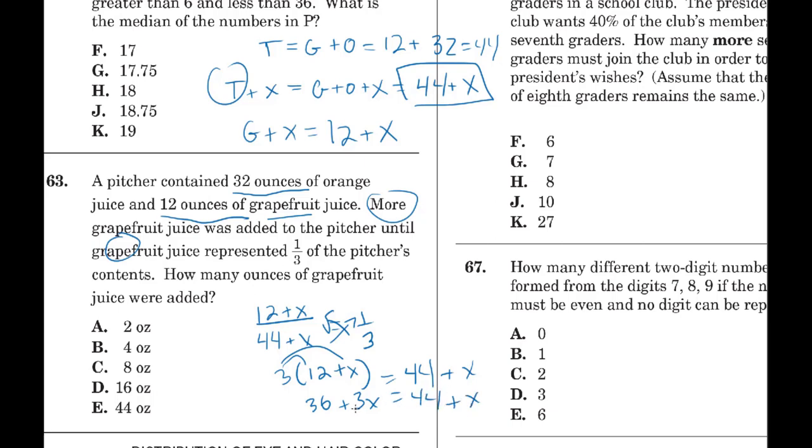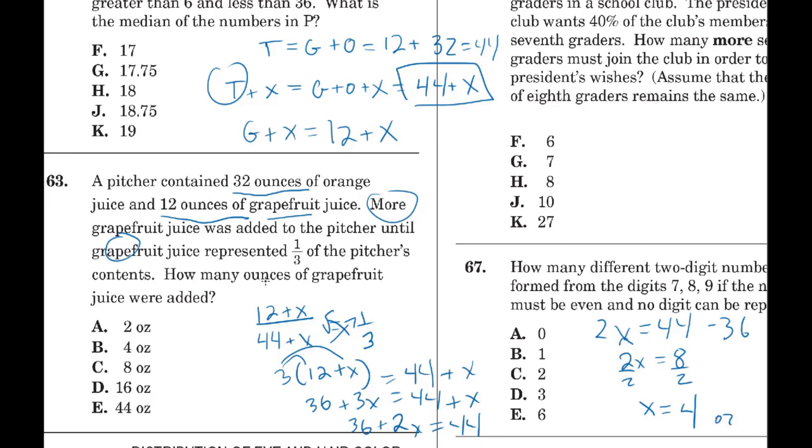I'm going to subtract X from both sides because I see X on both sides. So that leaves me 36 plus 2X equals 44. And now I'm going to subtract 36 from both sides. The result will be 2X equals 44 minus 36. Now that's 2X, simplifying, 44 minus 36 is 8. Divide by 2 on both sides. X equals 4 ounces of grapefruit juice added.